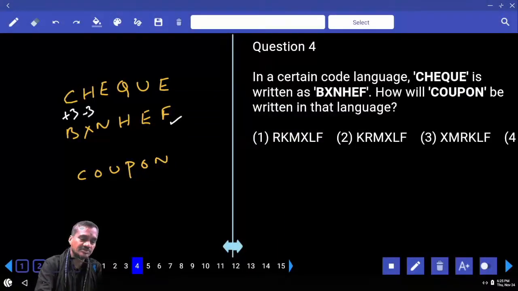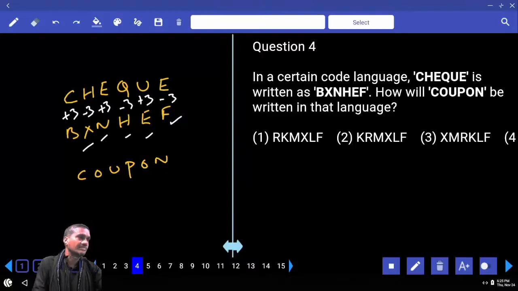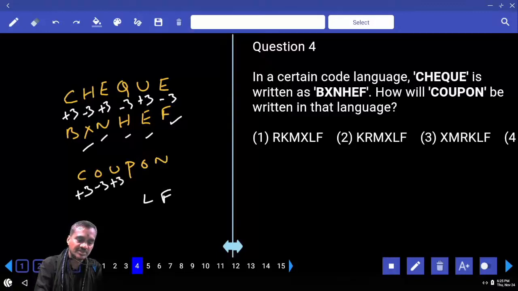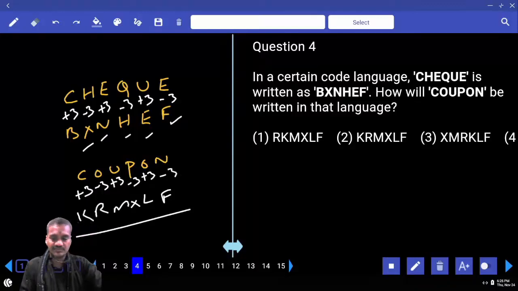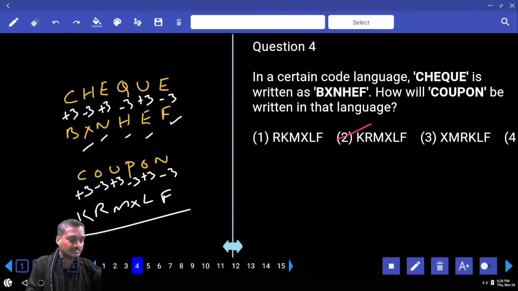And H minus 3 is what? E. And E plus 3 is H. And Q minus 3 is N. U plus 3 is X. And E minus 3 is B. Plus 3, minus 3, plus 3, minus. And similarly here, C plus 3 is F. O minus 3 is L. And U plus 3 is X. And P minus 3 is M, and O plus 3 is R, and N minus 3, that is K. KRM, XLF, that is choice 2, question number 4.